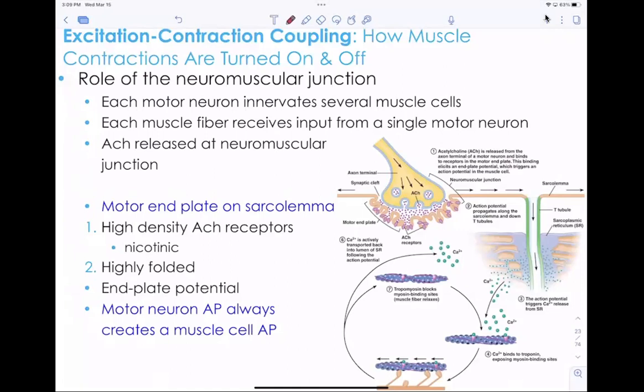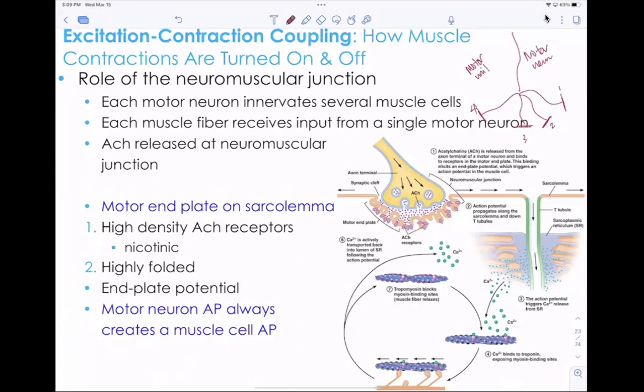So what happens is you have a motor neuron coming down, and it can branch and have a number of terminals make contact with different muscle fibers, right? So if this was a motor neuron, it can branch and innervate muscle fiber 1, 2, 3, 4, and this would actually be called a motor unit.